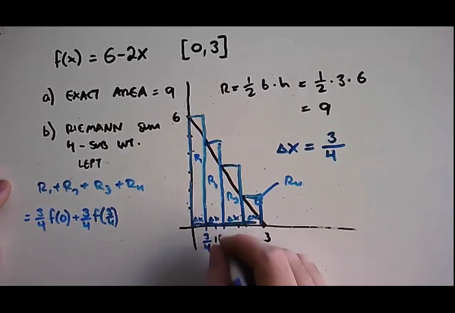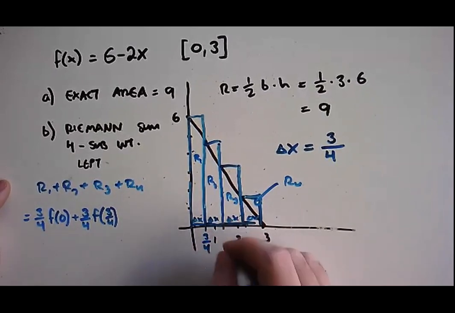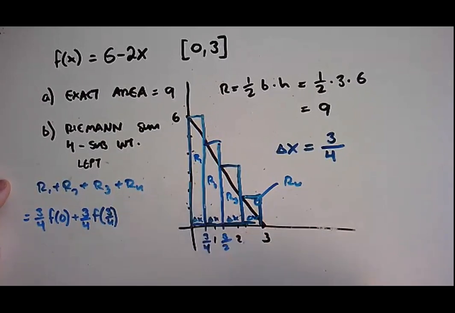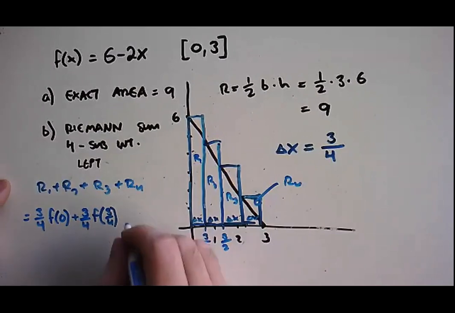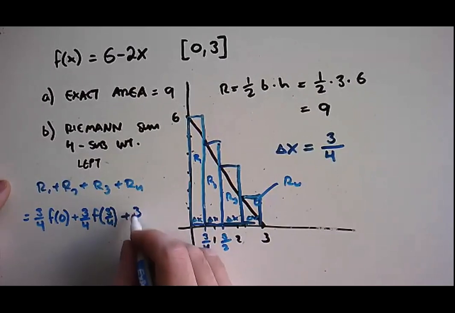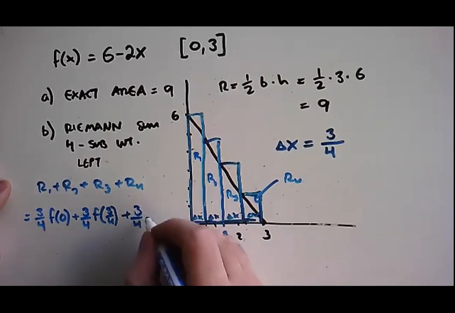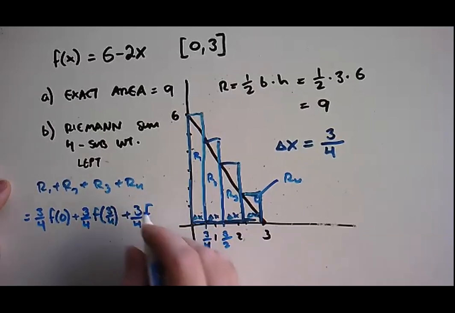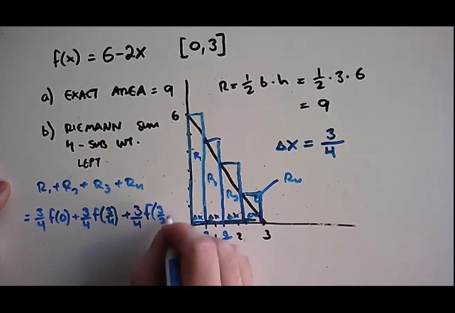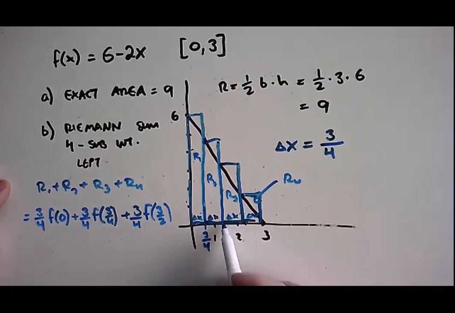I go another 3/4, so now I'm at 3/4 plus 3/4. It's 1.5, or if you prefer, 3/2. All right, so my next rectangle has width 3/4 and has height f of 3/2. Right, that's the left side of my third rectangle plugged into the function.